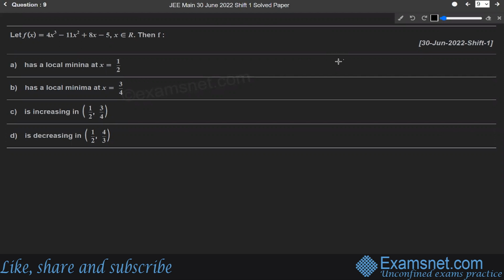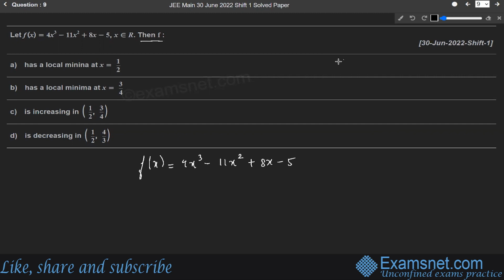So whenever we have to find that the function is increasing or decreasing, or a function has a local minima or maxima, then the first thing that we do is we differentiate the function. So first let us write the function. f of x is equal to 4x cube minus 11x square plus 8x minus 5. Now let us differentiate this function.